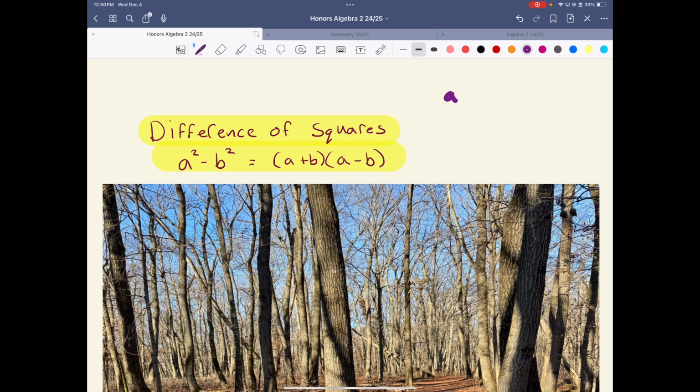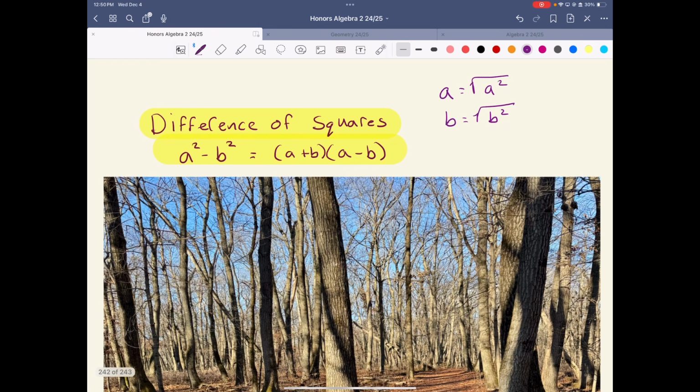The a value comes from the square root of a squared, and your b value comes from the square root of b squared. So the square root of a squared is a, obviously. The square root of b squared is b, obviously. So that's where your a's and b's come from. And then it's just a plus b and a minus b. If you put a minus b and a plus b, that's fine. It's the same thing.